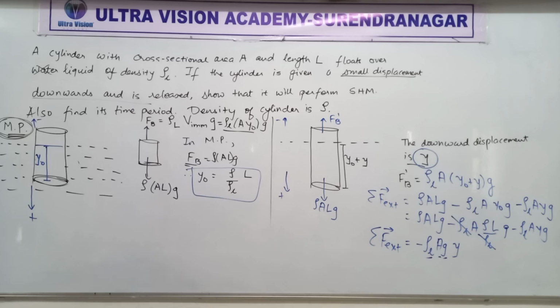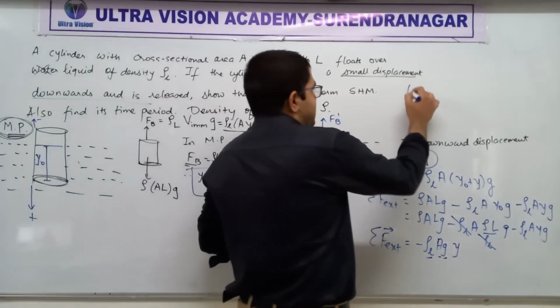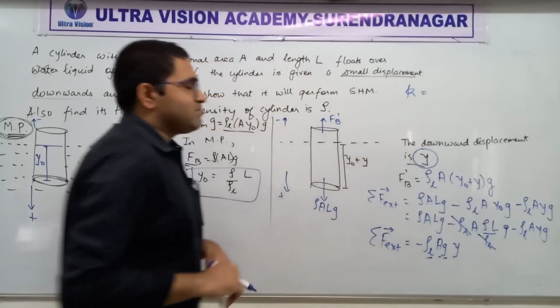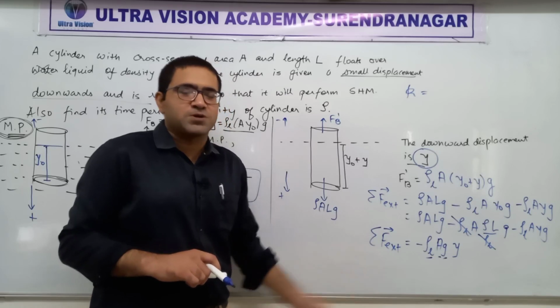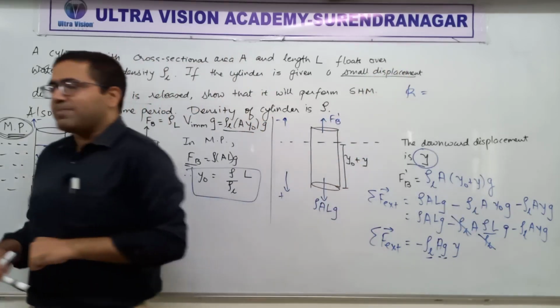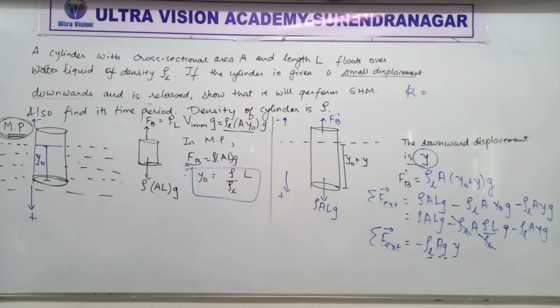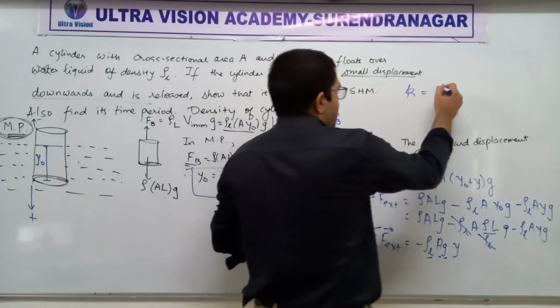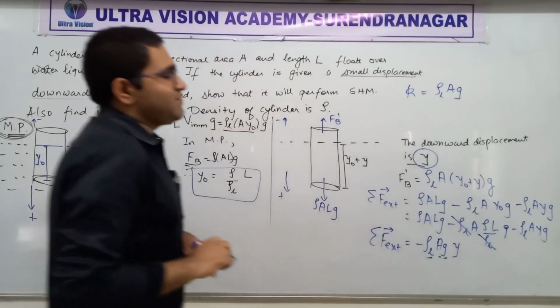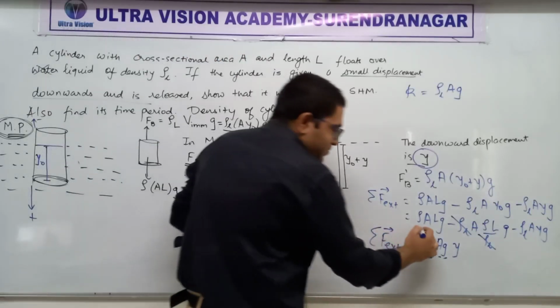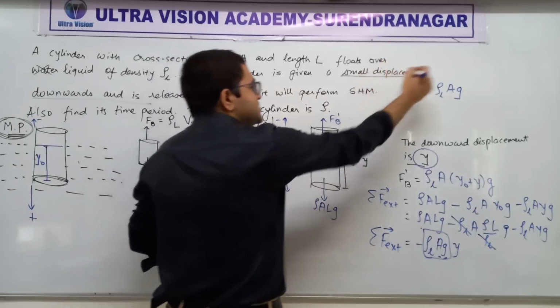Once you do that, can you tell me what will be the force constant in this question? Compare this equation with the equation of simple harmonic motion. What will be K equal to by comparison? Yes, it will be obviously rho L A g. Clear? K will be equal to rho L A g. Sigma F external is equal to minus Ky. Very simple stuff.